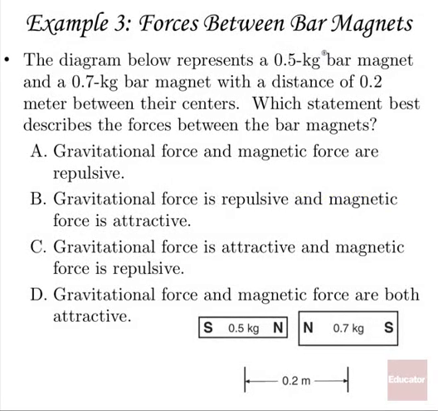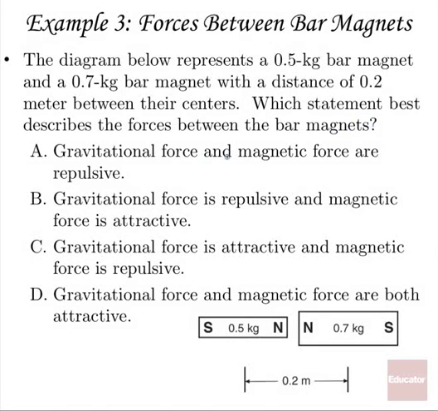Let's take a look at an example where we look at forces between bar magnets. The diagram below represents a 0.5 kilogram bar magnet and a 0.7 kilogram bar magnet with the distance of 0.2 meters between their centers. Which statement best describes the forces between the bar magnets?